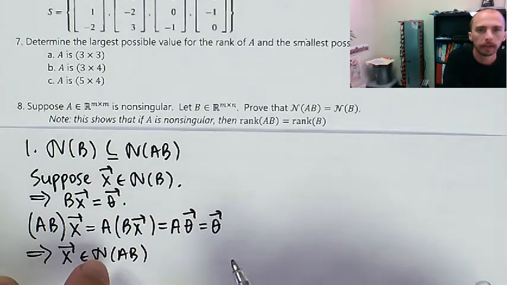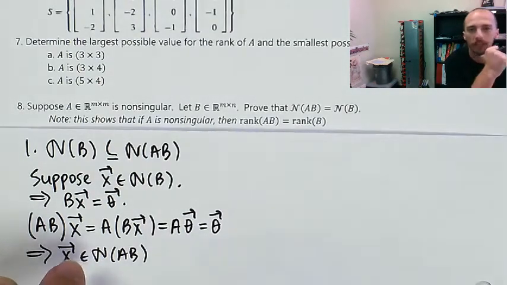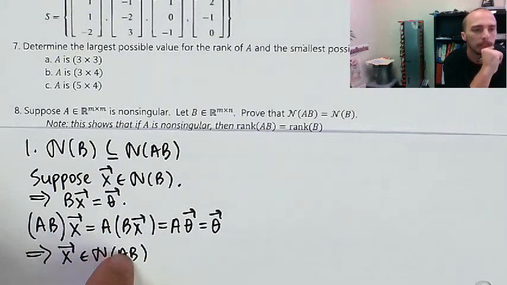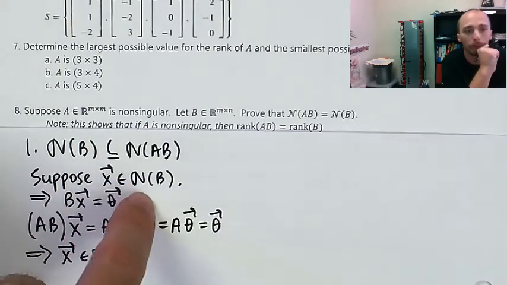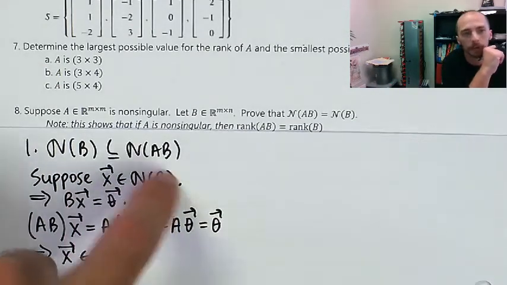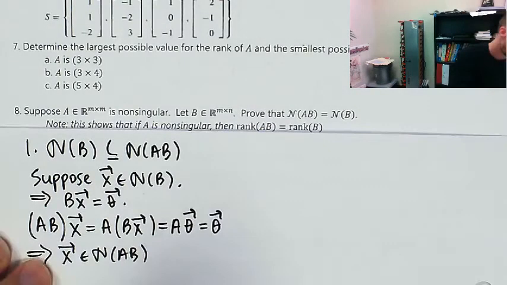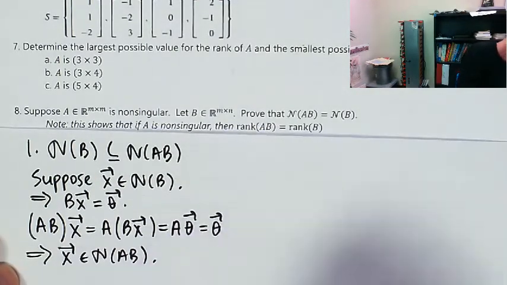Hold on. I'm thinking about the other direction already, and I'm a little stuck on where I'm going to show that. But okay, x is any vector in the null space of B, and it is in the null space of AB. I have shown that the entirety of the null space of B is contained within the null space of A times B. So that's the first half.